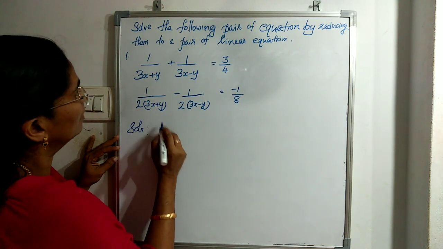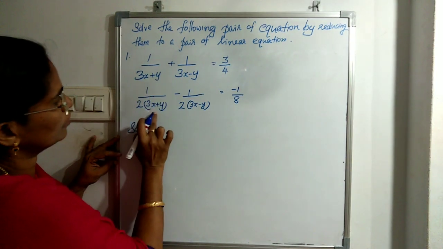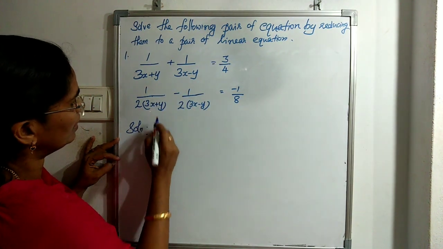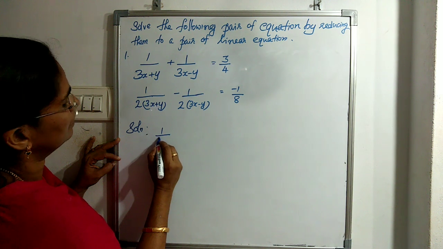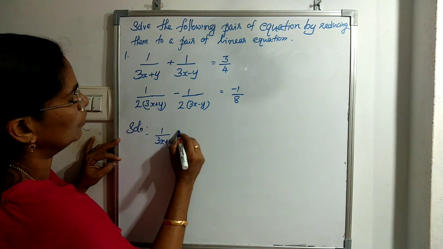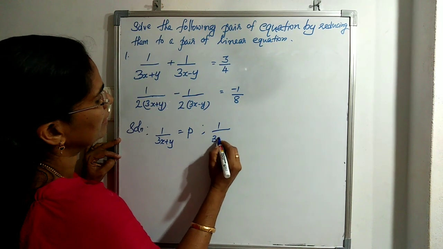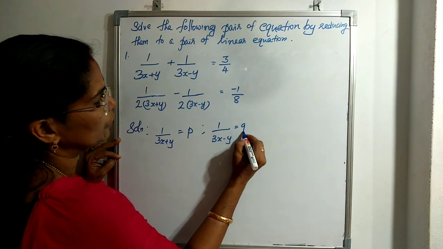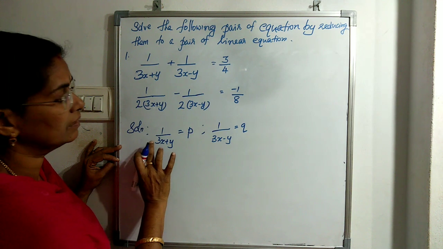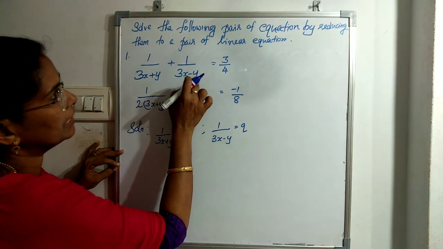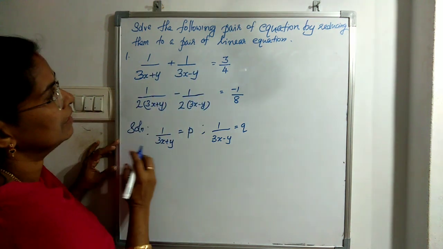See, 3x plus y, here also 3x plus y. 3x minus y, here also 3x minus y. So we can take 1 by (3x plus y) equal to p, or you can take any letter, and 1 by (3x minus y) as q. We are taking another variable. Now we are changing the given equations to make them linear equations.